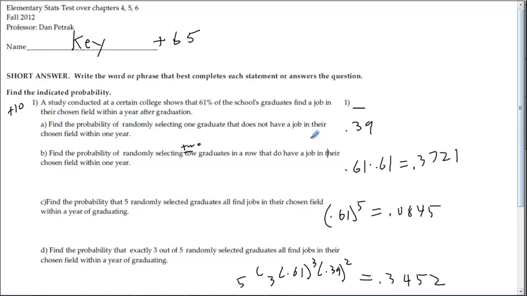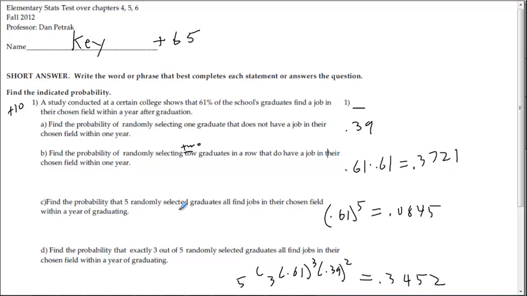The first one is just trying to find the probability that someone did not have a job in their field. So if 61% is the probability that they do, 1 minus that is 39%. That's the probability that they do not. On B, it's asking what's the probability of randomly selecting 2 in a row that do have a job in their selected field. So one has a job in their field and, which means multiply, has a job in their field. So it's about a 37% chance.